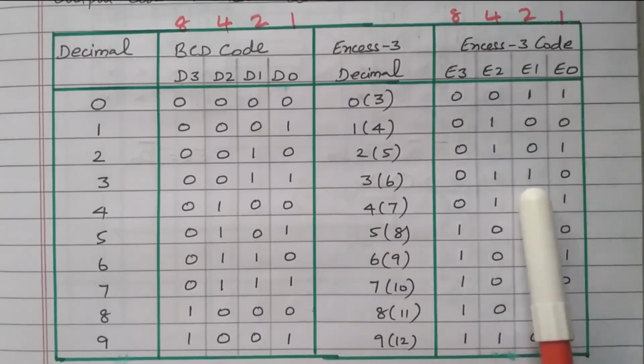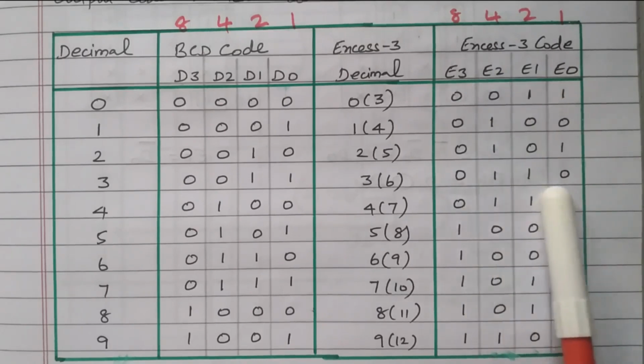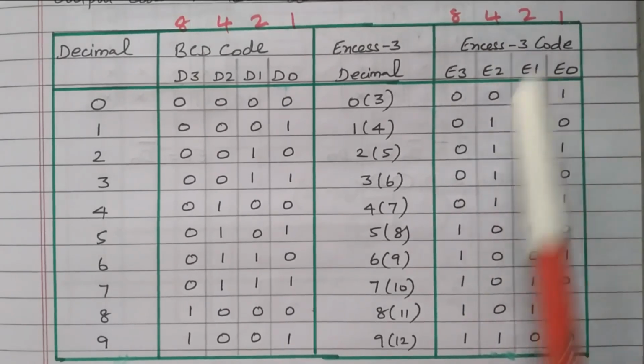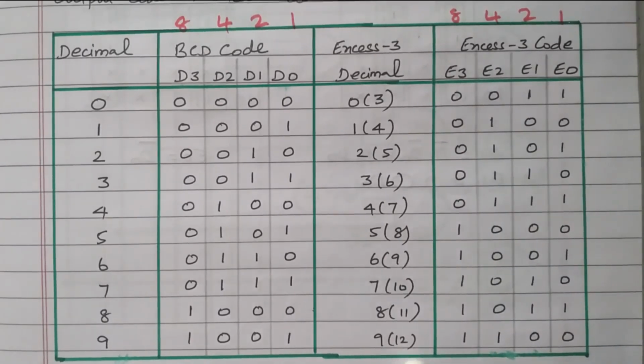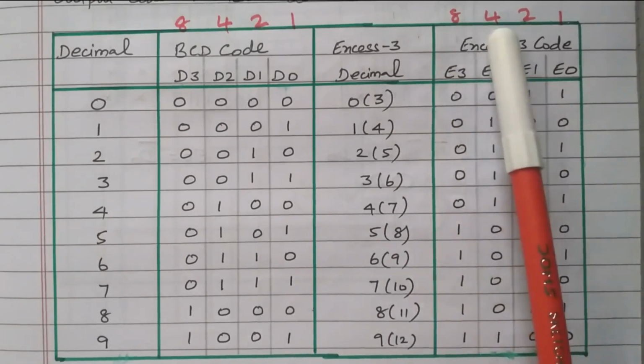So 0, 1, 1, 0. If you put 0, 1, 1, 0, what is the meaning? This is 4 plus 2, 6. So like that we can represent the other values up to 12. How will you represent 12? 12 means 8 plus 4.